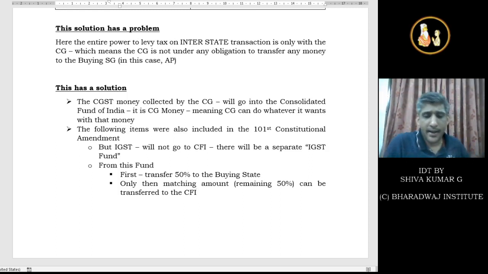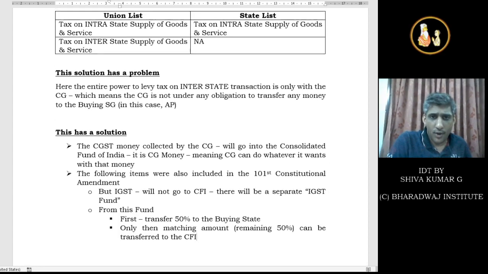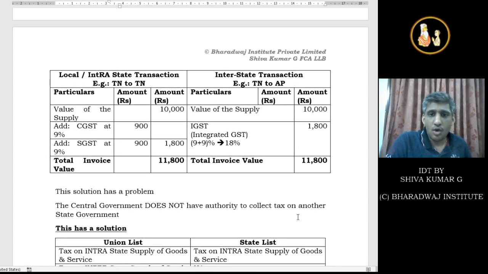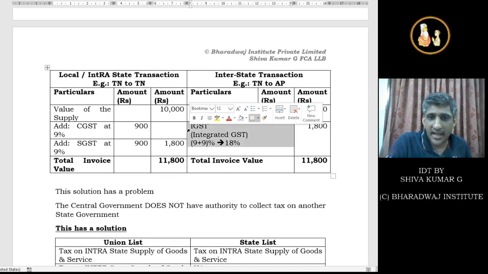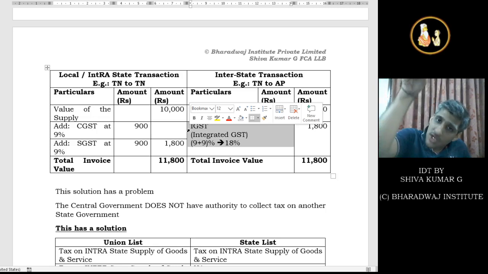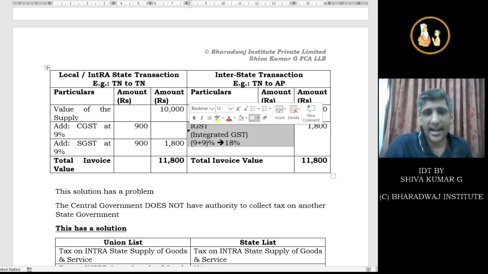So now what is happening? If you go back, for this IGST, who has got the power to collect the entire IGST? The central government. But the central government cannot enjoy the fund. They have to give 50% to the states. Is it my problem? No. Where is it given? It is given in the constitution. And this concept is also written in the IGST Act.